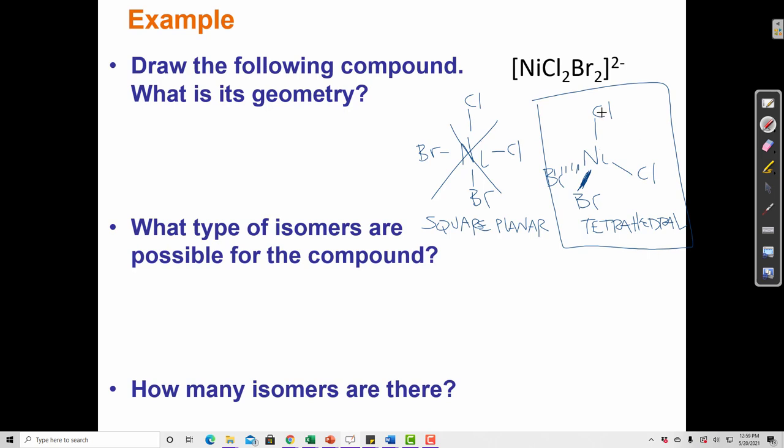So in this case, what type of isomers are possible? Well, optical isomers are possible, but how many isomers are there for this actual compound? There's only one. This is the only isomer there is, because we can't flip these around in any way that is going to make this different, because there's only 2 different ligands, not 4 different ligands.